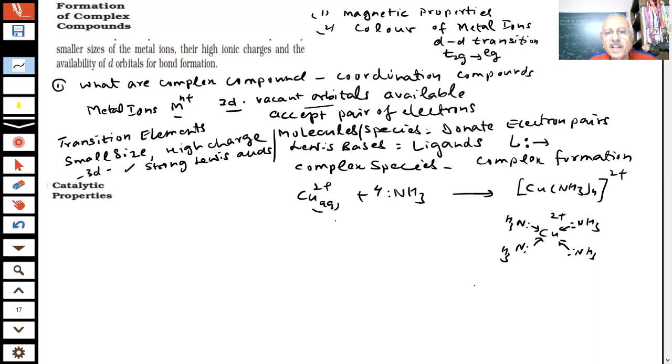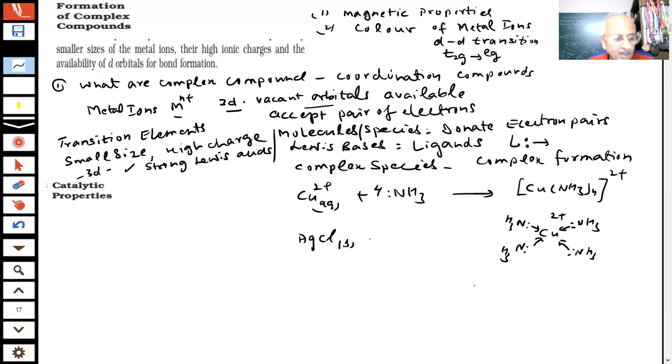Students, similarly, if I consider AgCl, you are aware of this. AgCl is a solid white colored precipitate. Are you aware of that? Yes, sir. What is AgCl? It is solid silver chloride, a white precipitate, you are aware.